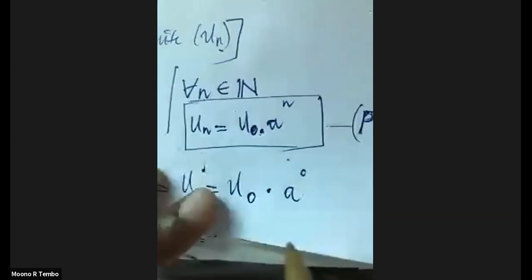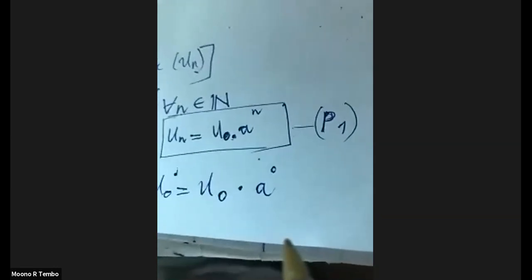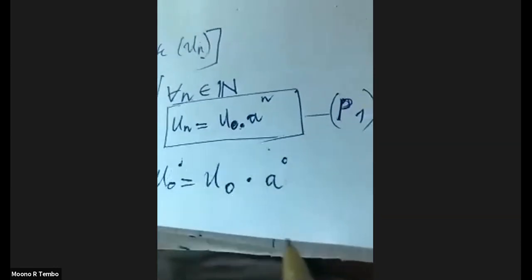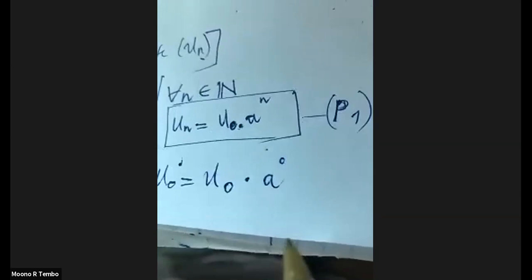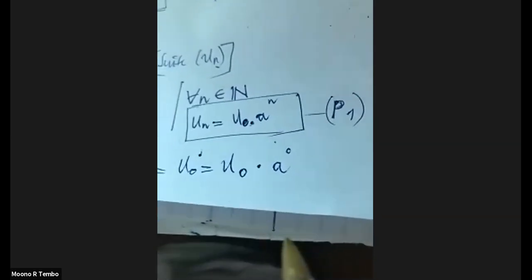So let's say, for example, that our n is equal to 0. What we'll find is that un is equal to u0 times our a to the power 0. And we all know what anything with the power 0 is equal to. So that's that there. Basically, with geometric, you multiply; with arithmetic, you're going to add.